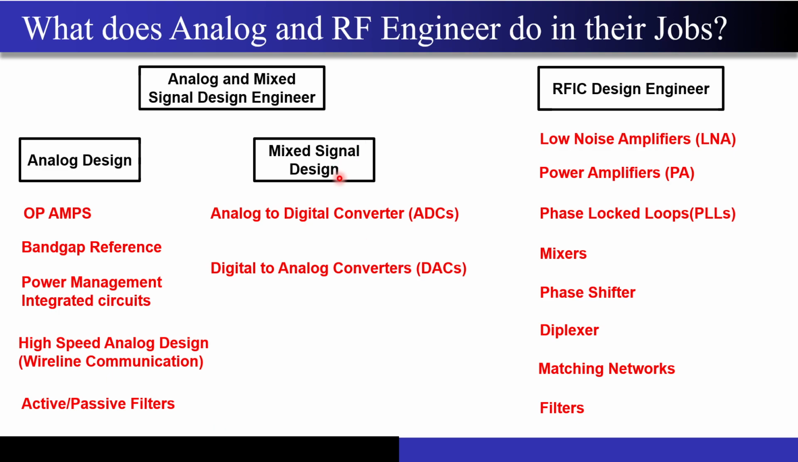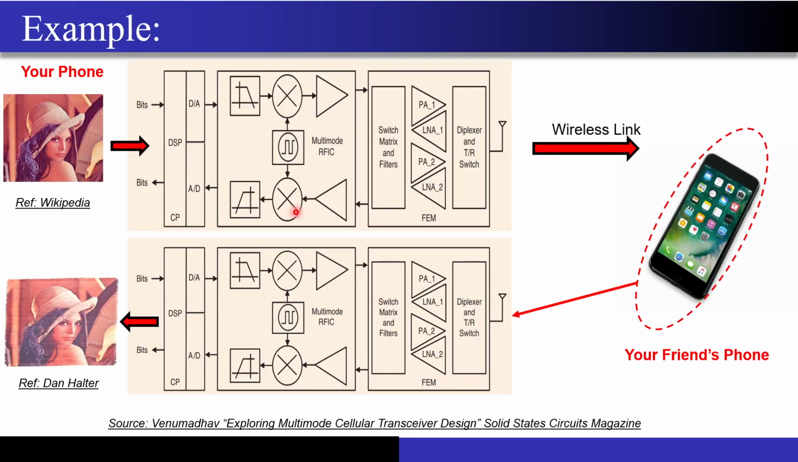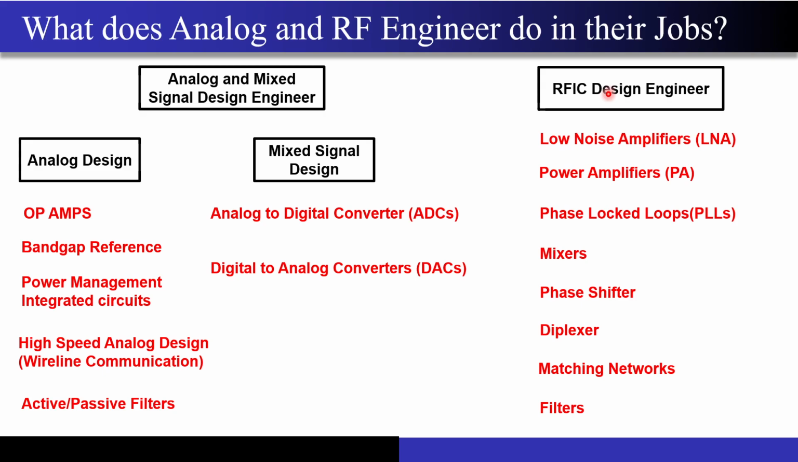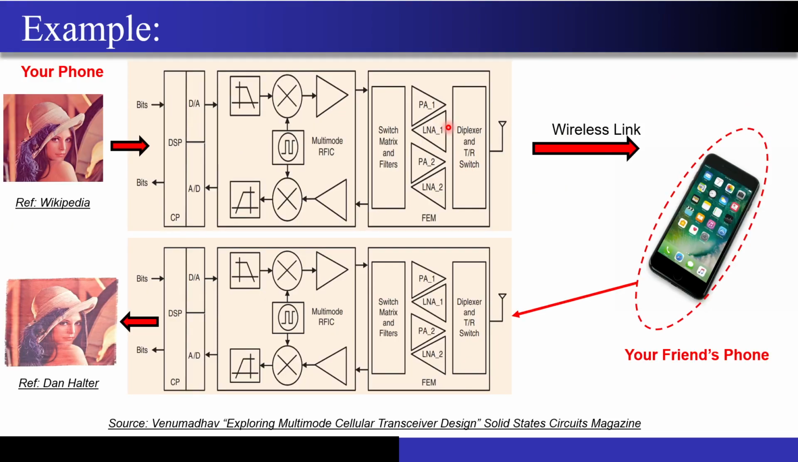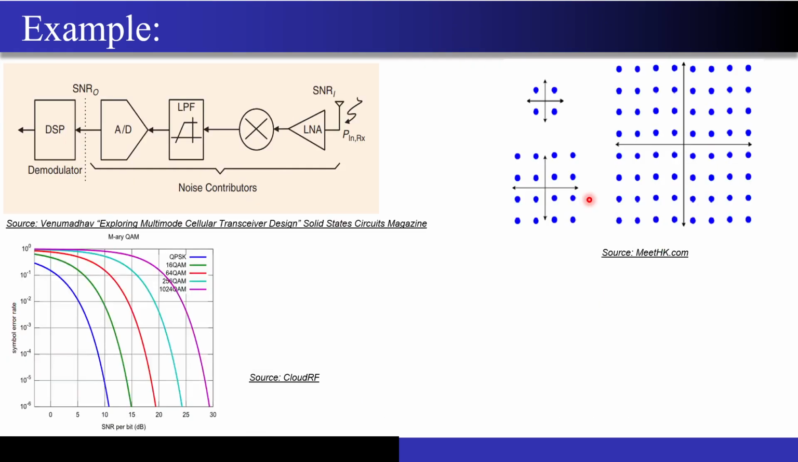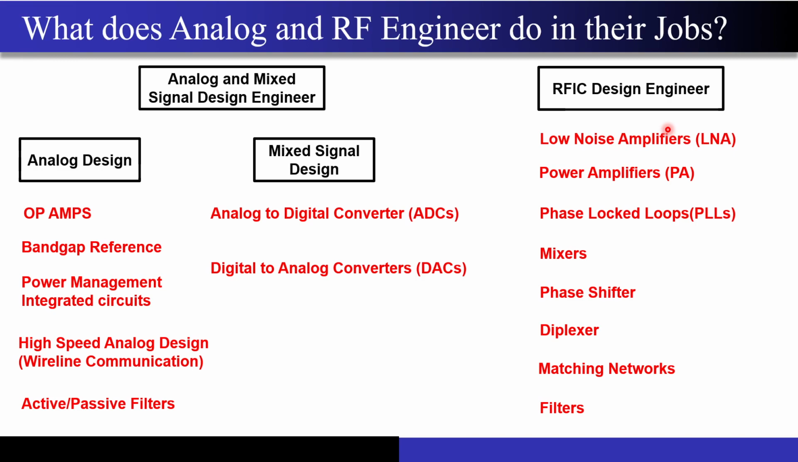The next one is the mixed signal design. These guys basically design the analog to digital and digital to analog converters that I had shown in this particular diagram. These D to A and A to D converters that you are seeing over here. So this job is actually done by the mixed signal design engineers. And the RFIC design engineer, I won't go into a lot of detail. So whatever blocks I told you are present over here, including the low noise amplifier, power amplifier, as well as the modulators and demodulators, those designs will be handled by the RFIC design engineer.